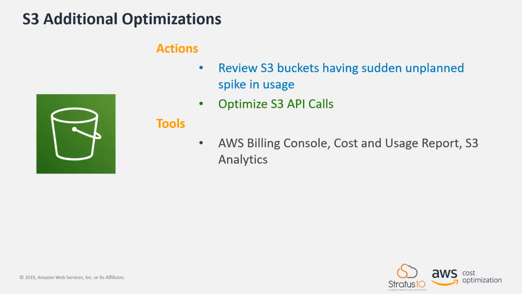Other considerations regarding S3 are to keep an eye on your S3 buckets that have suddenly spiked in usage, which can include unintended verbose logging or applications that missed a cleanup step. Also try optimizing your API calls to S3 by batching operations where possible to reduce API costs.